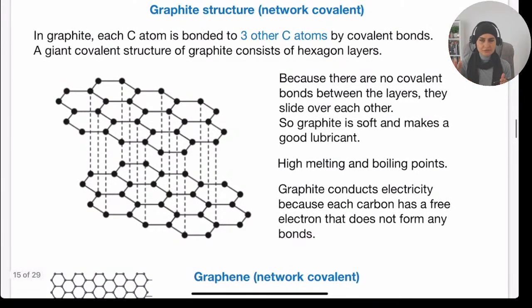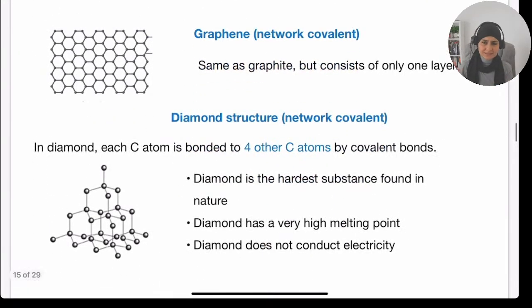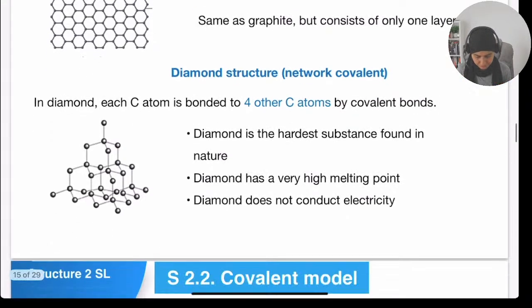Okay, graphite, recapping. Layered structure, strong covalent bonds between carbon atoms, weak forces of attraction between layers, so it can slide, it is soft, and it conducts electricity because of the delocalized electrons. High melting and boiling point. You'll memorize it before the exam. Graphene is exactly the same. So one layer of graphite is graphene. So same explanations work, except obviously it's not soft, because there are no layers.